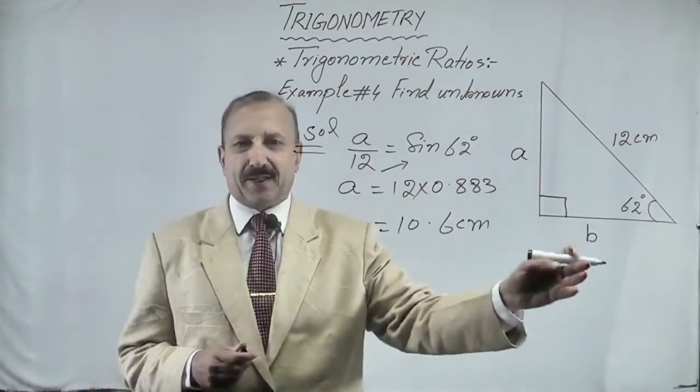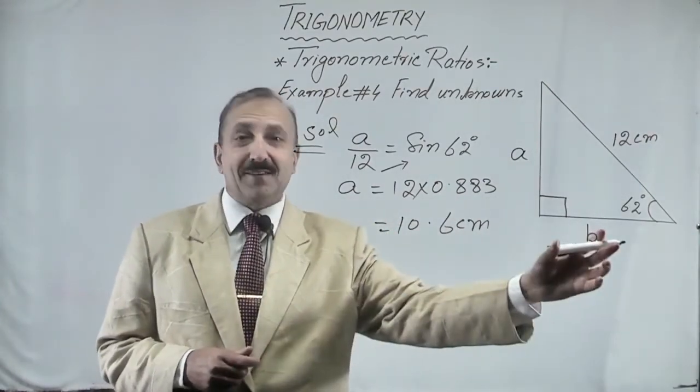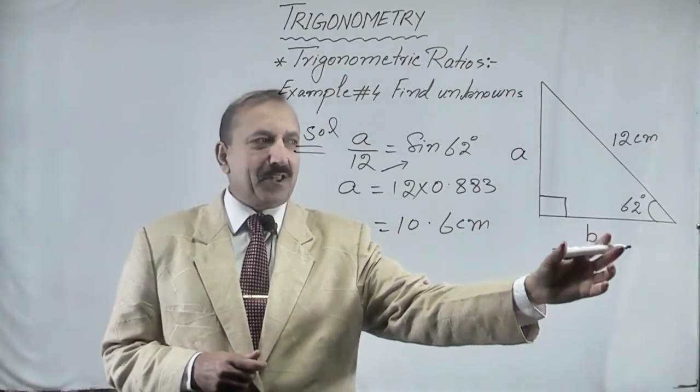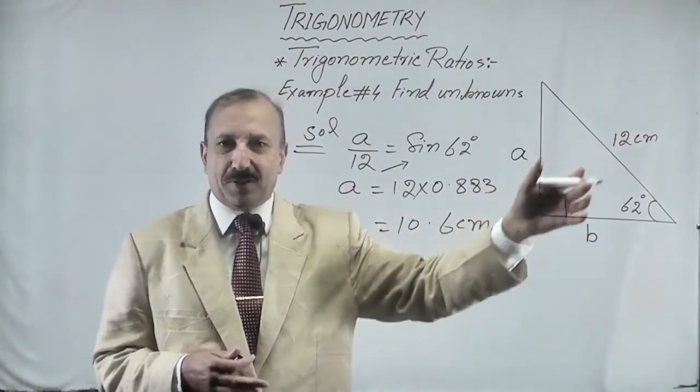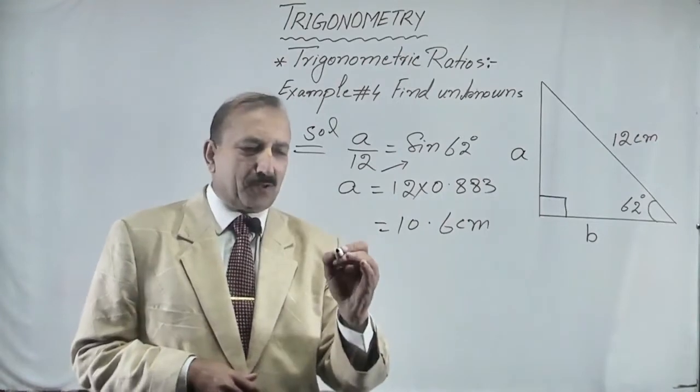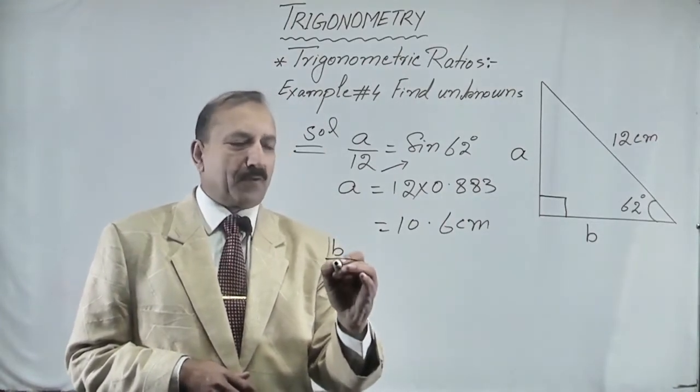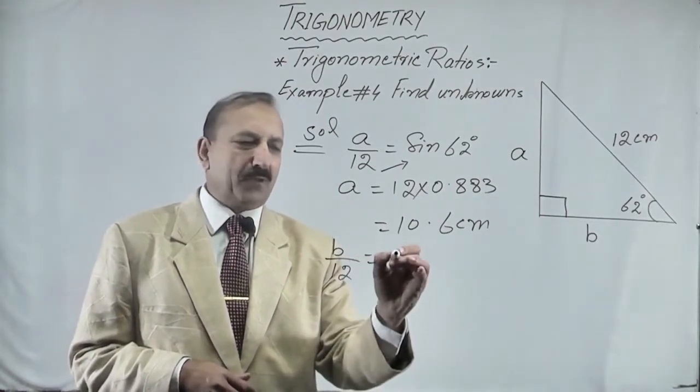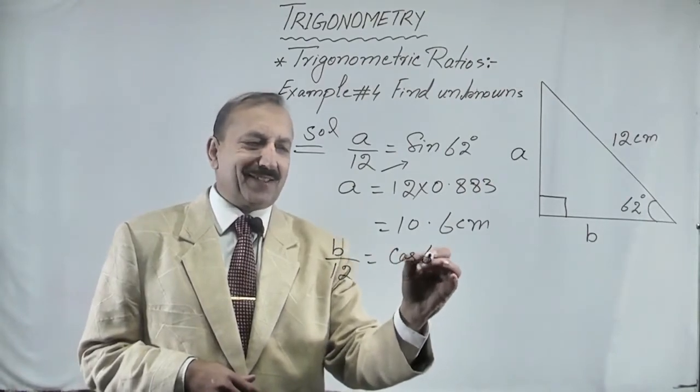Now, for the second unknown, we will write this is adjacent and hypotenuse. You know, it's cosine. So b over 12 is equal to cosine of angle 62.